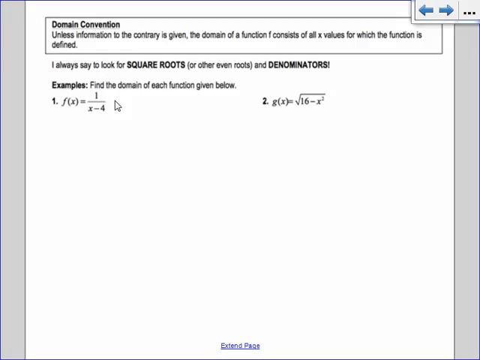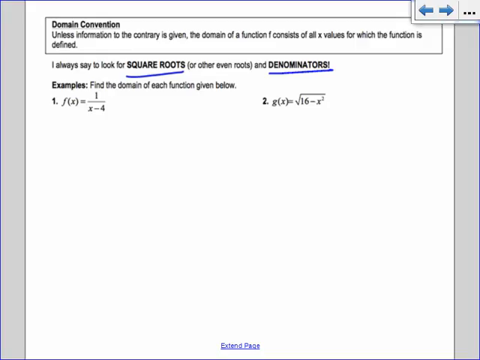Well, where is something not defined? When the denominator is equal to 0, it's not defined, right? Undefined. And if you have a square root of a negative number, then it's not defined. So I always tell people to look for square roots and denominators. Really, it's not just square roots. It could be roots, or you could also have logarithms. Do you guys remember you can't take the log of a negative number? So logarithms would also have domain issues.